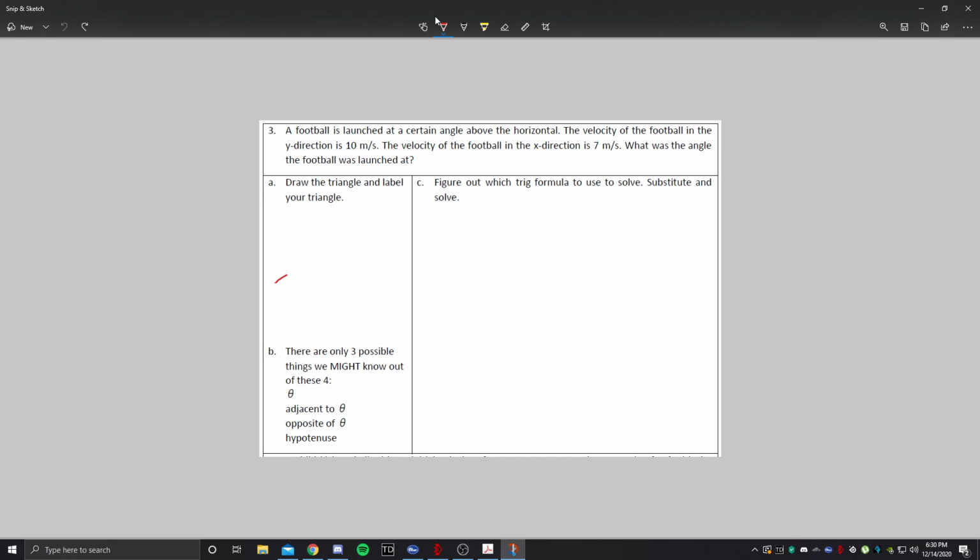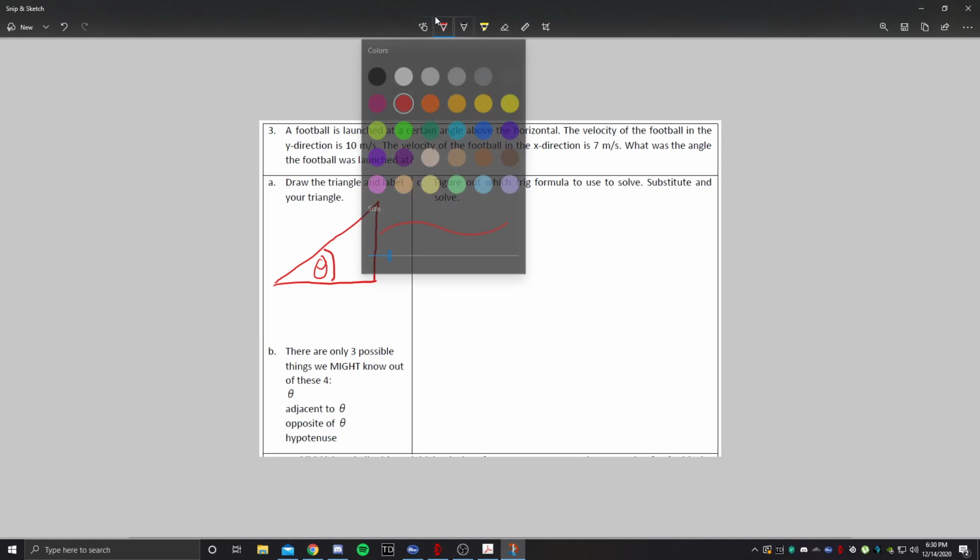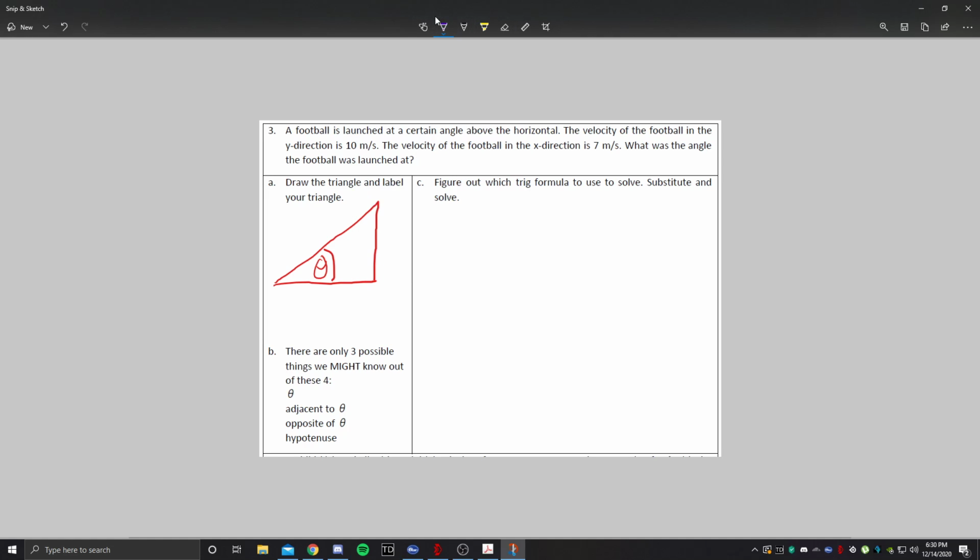Okay, so it's launched at an angle right above the horizontal. So the horizontal is this x-axis right here. This is your horizontal, and so there's an angle right there. Now, the velocity of the football in the y direction is 10 meters per second.